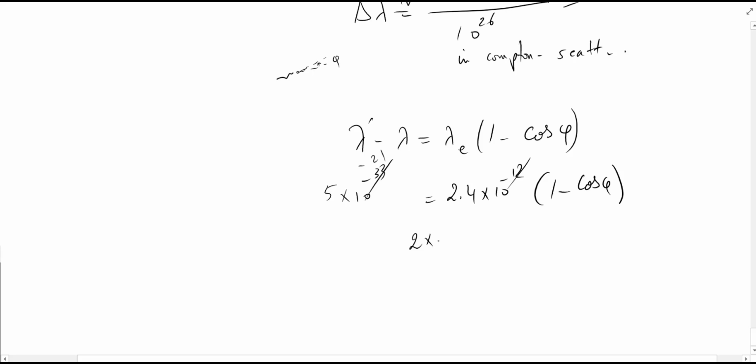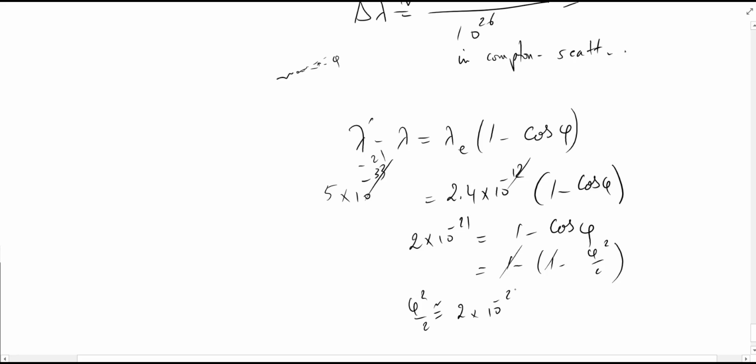So it's going to be 2 times 10 to the negative 21 equals 1 minus cosine of phi, which means cosine of phi is practically equal to 1, which means phi is equal to 0 for all practical purposes. So let's see how much cosine of phi is. I'm going to use the Taylor expansion that they suggested: 1 minus phi squared over 2.